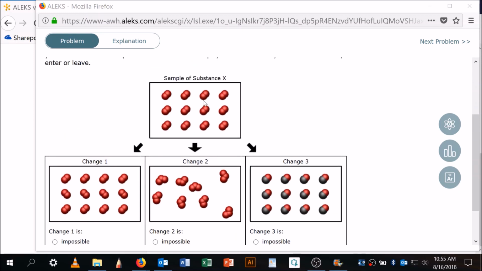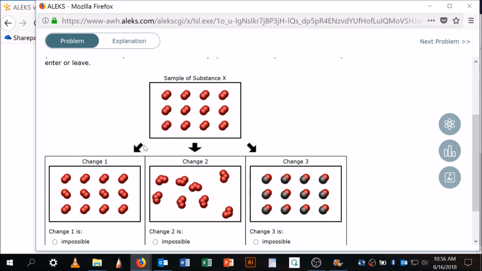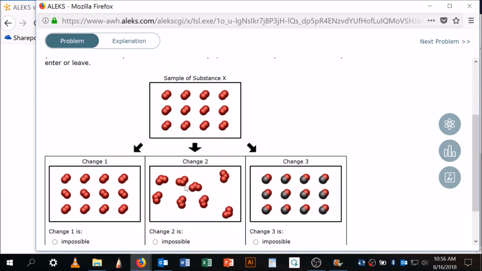See how these guys are ordered with respect to each other? And these guys are not. They've moved around, right? So that's going to be a physical change. That's a physical change. We didn't see a physical change in the last video, so I wanted to do this one. All right, now look at this second one here.